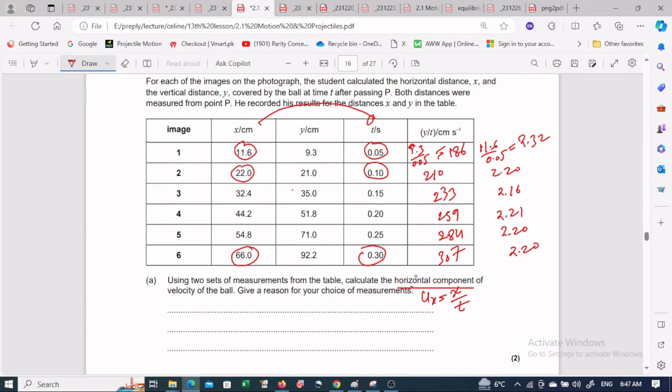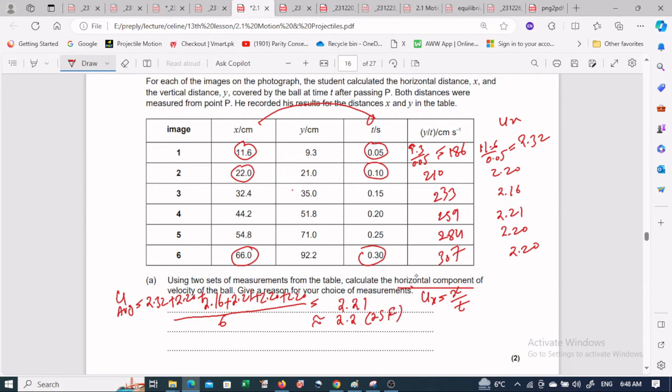We take the average of all the values, because these are the horizontal component at different intervals. So we add all the values, 2.32 plus 2.20 plus 2.16 plus 2.21 plus 2.20 plus 2.20, and divide by the number of values, which is 6. So our answer is 2.21, and we round off to get the answer 2.2 to two significant figures.